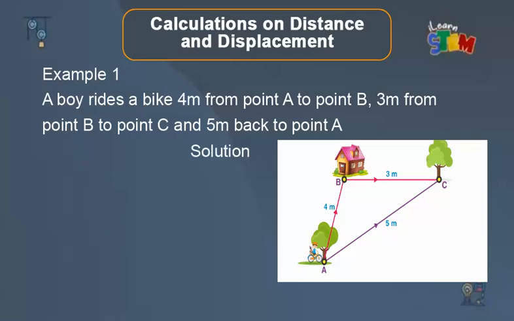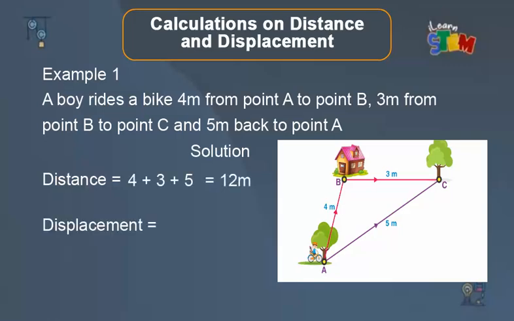Solution. To find the distance, we just add everything up, 4 plus 3 plus 5, which gives us 12 meters. For displacement, since the boy starts at point A, travels to points B and C, and then returns to point A, the initial position and final position is 0. There is no displacement. See how it works.